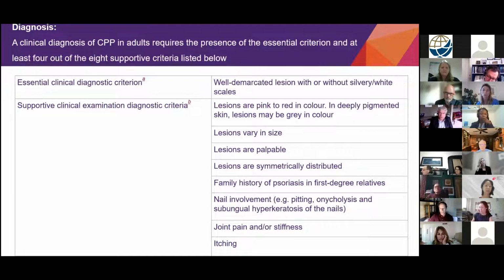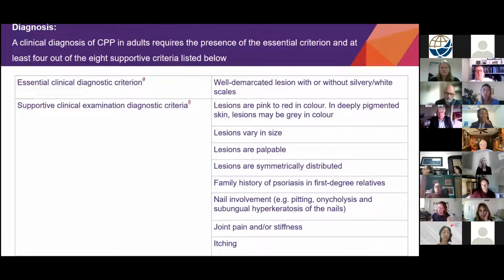And in addition to that, there are supportive diagnostic criteria. And it's also important that doctors know these supportive criteria, like the pink to red color of the lesions, that they vary in size, are palpable, symmetrical distribution, the family history of psoriasis, the nail involvement, the joint pain, stiffness, and itching. And I think it's very important, and we will do that in the future more and more, for example in our master classes, where we teach the experts in the field of psoriasis in regions, but we teach also the teachers in the region, to help these teachers with tools so that they educate doctors, non-dermatologists, to become better in the diagnosis. Next slide, please.